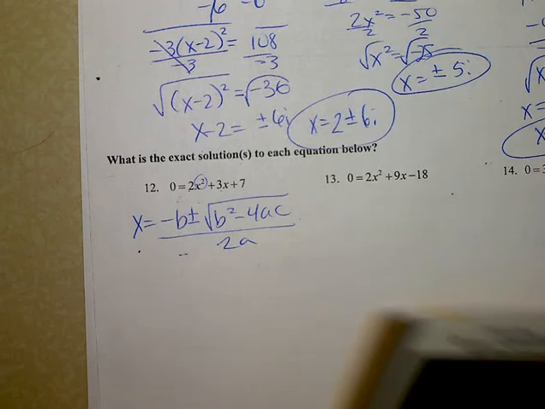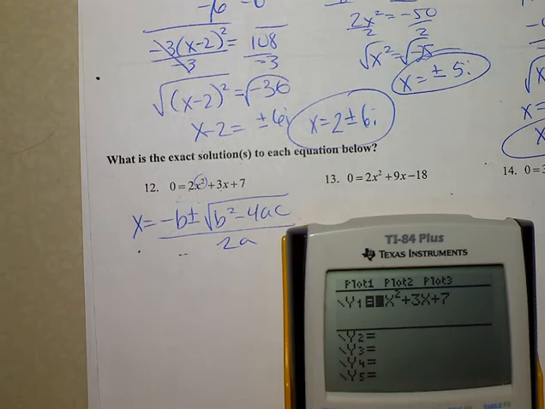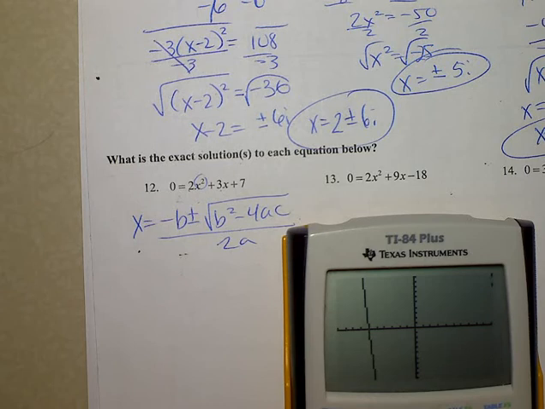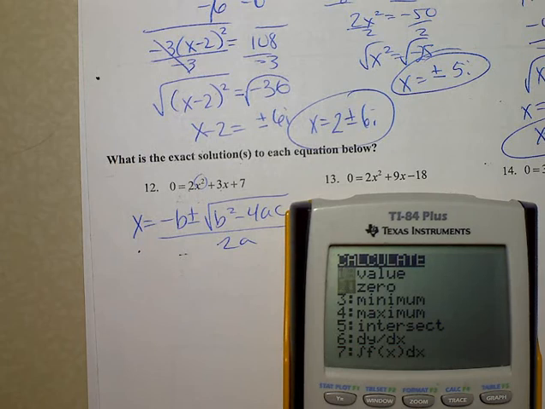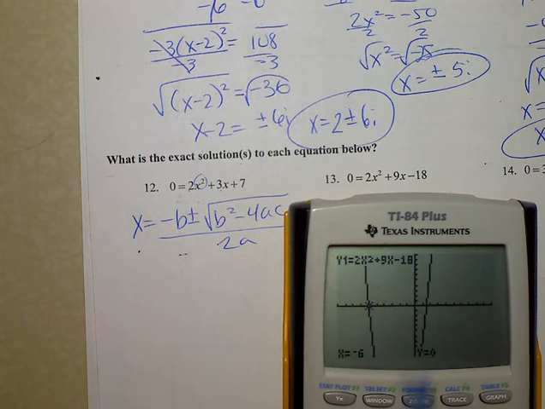Okay, let's look at the next one. So this one is 2x squared plus 9x minus 18. Okay, how many answers does this one have? This one has 2 reals. Now, by the way, I can cheat here. I think 1, 2, 3, 4, 5, 6. I think negative 6 is one of the answers. Let's check. Second, trace, and I want to know the value at negative 6. Hey, negative 6 is one of the answers.